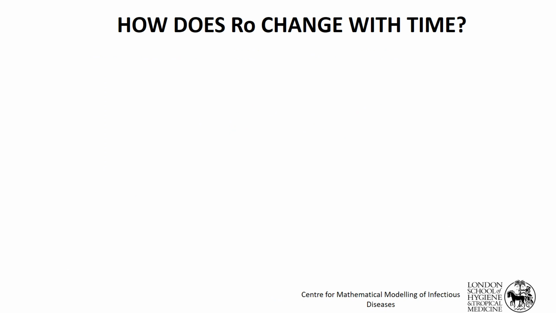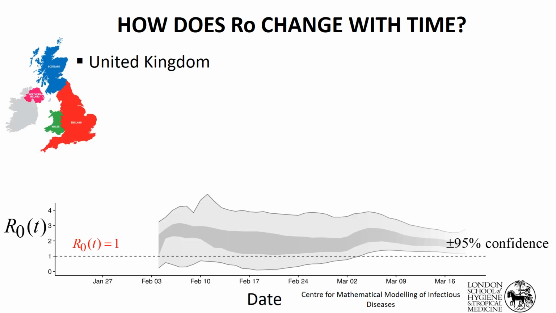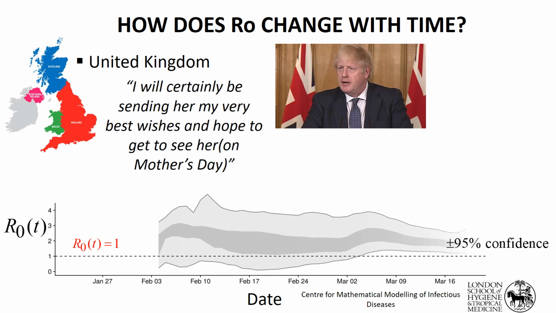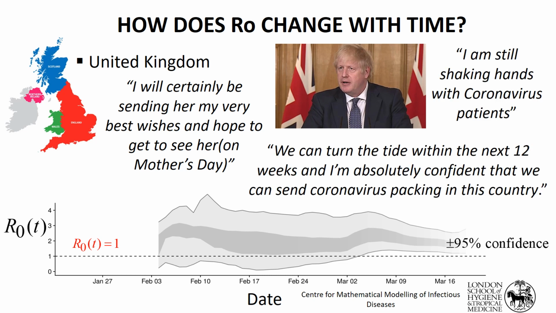So let's look at what happened in the United Kingdom with R0, again from the London School of Hygiene and Tropical Medicine. So that's R0, including the period when China was locking down, and of course we were getting information coming in from other countries. And you might ask why that was. Well, I very rarely put pictures of politicians in my talks, but because this impinges directly on the information or the data that we're looking at, I have to say something about the Prime Minister. And over these dates, he was saying that he would hope to visit his mother on Mother's Day, that he was still shaking hands with coronavirus patients, and that he could turn the tide within 12 weeks and send coronavirus packing in this country. I suppose I get the impression that he wasn't really serious and didn't really understand what was happening, although the scientists did, and he was being warned by other countries.